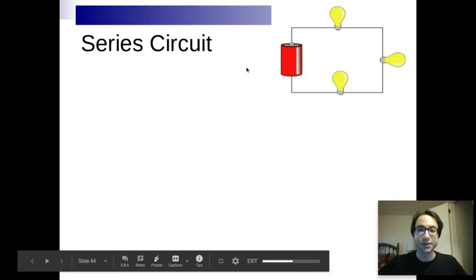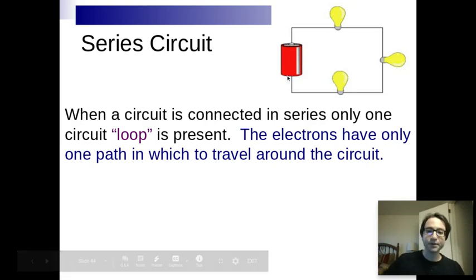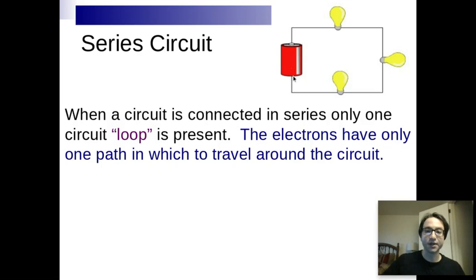So with a series circuit, I've got a picture of one right here. The main idea is that there is a single loop for the electrons to move around the circuit. Again, a loop is just connecting one end of the battery to the other. You need to have resistors in that loop, or else the current becomes theoretically infinite, and that's going to kill your battery and also probably cause a fire.